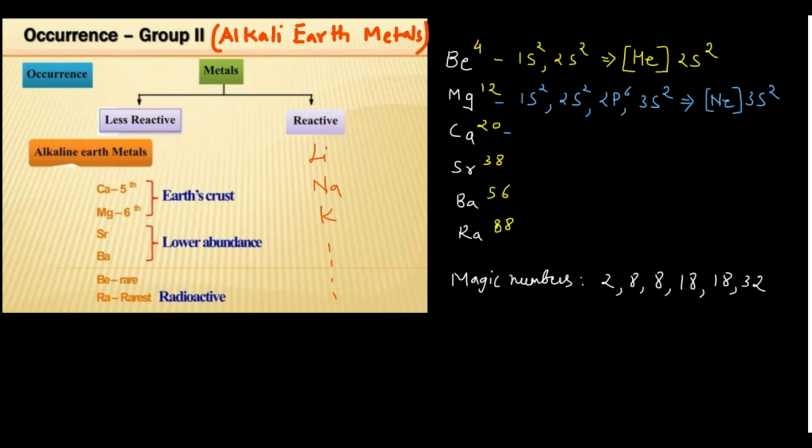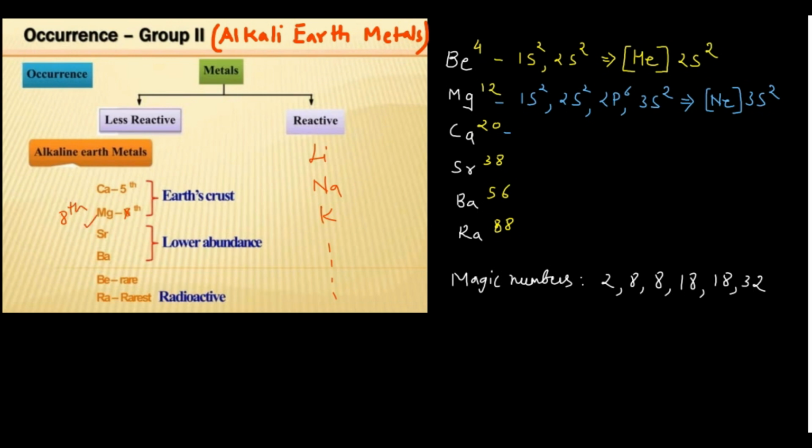Now if I go to their occurrence, first of all you see here I have written beryllium, magnesium, calcium, strontium, barium, and radium. These are the elements, and I have written their occurrence in the earth's crust. Calcium is actually the 5th most abundant element in the earth's crust, and magnesium is 6th, not 6th actually, it is an error in this slide. Please remember, it is not 6th, but magnesium is the 8th most abundant element in the earth's crust.